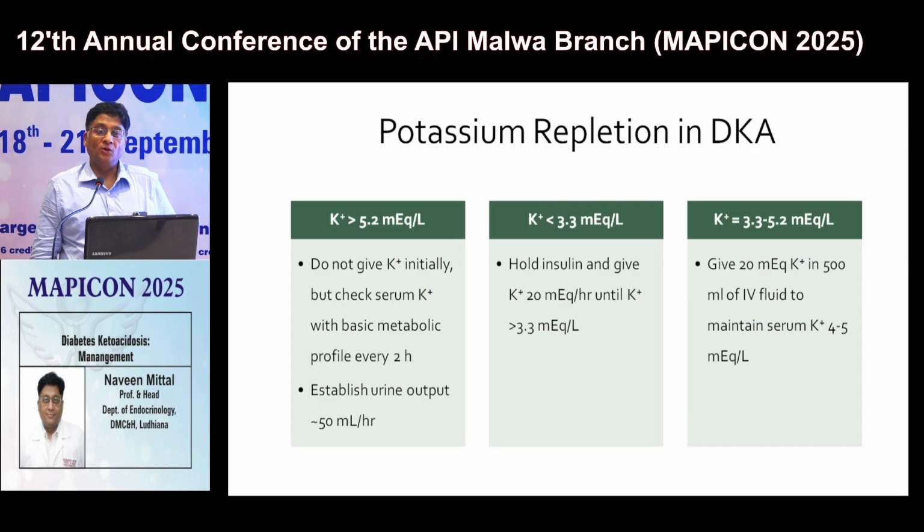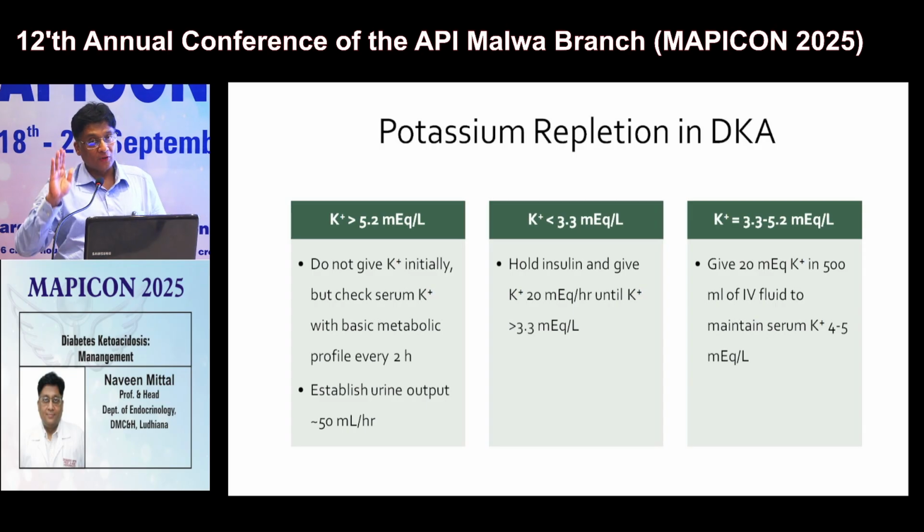What are the guidelines to replace the potassium? If potassium is between 3.3 to 5.2, in each dextrose 5% or each normal saline you give 1 ampule of potassium chloride. 20 milliequivalent of potassium in each 1 bottle of dextrose 5, 1 bottle of normal saline. That would be sufficient.